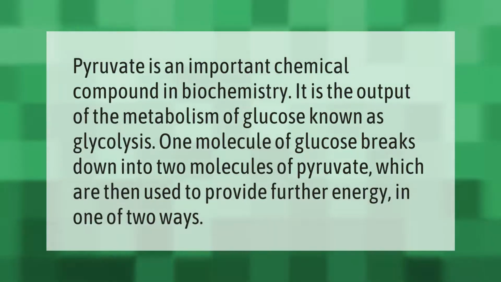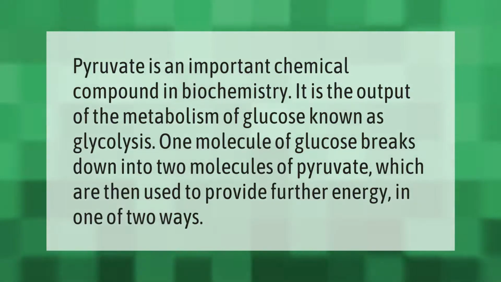Pyruvate is an important chemical compound in biochemistry. It is the output of the metabolism of glucose known as glycolysis. One molecule of glucose breaks down into 2 molecules of pyruvate, which are then used to provide further energy, in one of 2 ways.